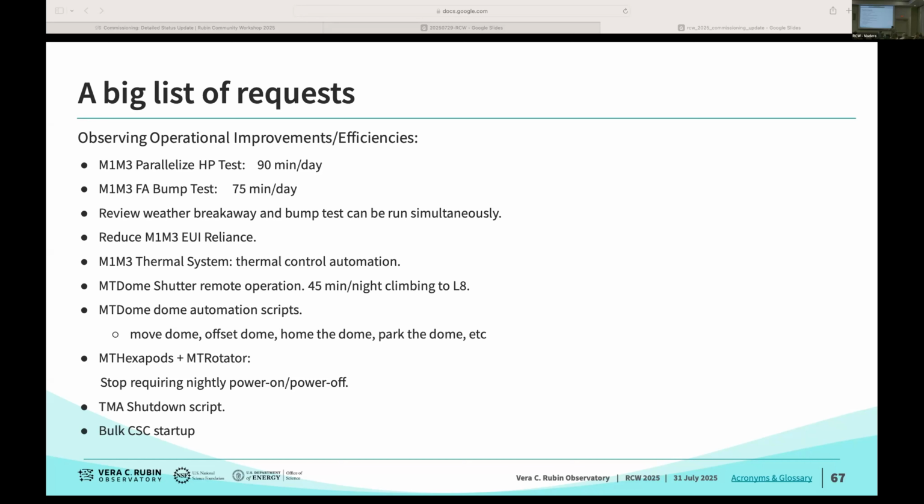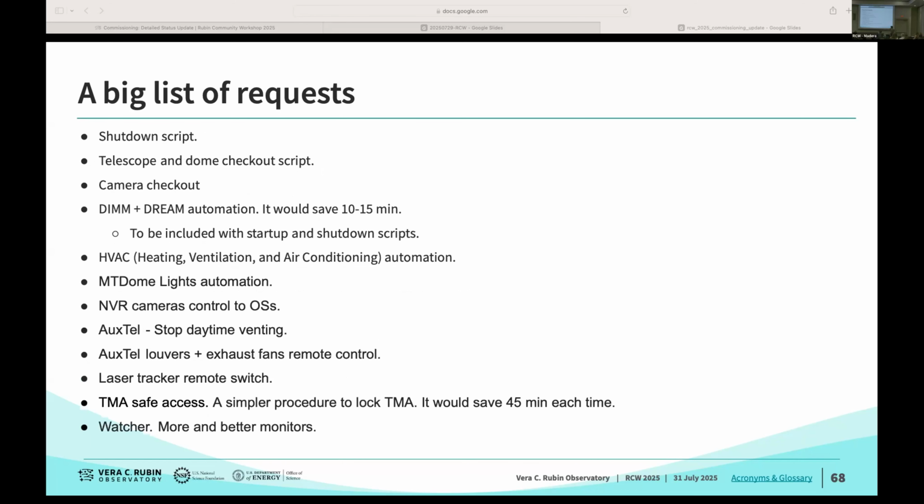I am not going to talk about each of those points, but here we have more. So the list of requests was extensive. Here I have at least more or less 20 different requests. And each of those was a pain point at some point. Each of those bullets represents some inefficiency in the system, something we need to improve, or not only inefficiency, but a point of failure, something that can prevent us from going on sky or can take time from sky or from preparation.